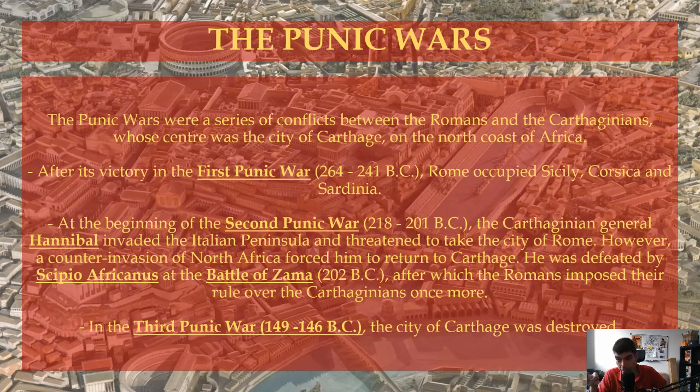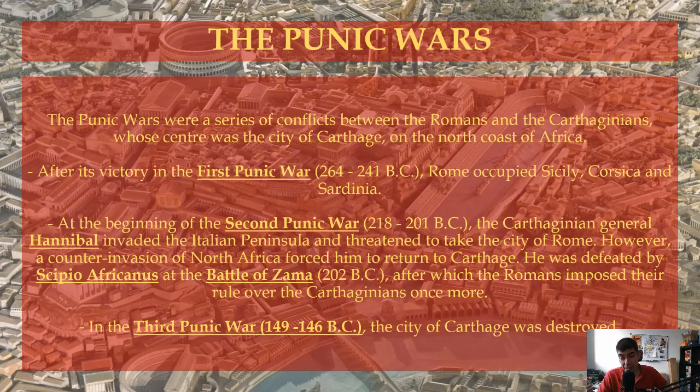The three wars were won by the Romans. Rome occupied Sicily, Corsica, and Sardinia, that were previously Carthaginian territory. And the most important one, the Second Punic War, starting 218 until 201 BC.